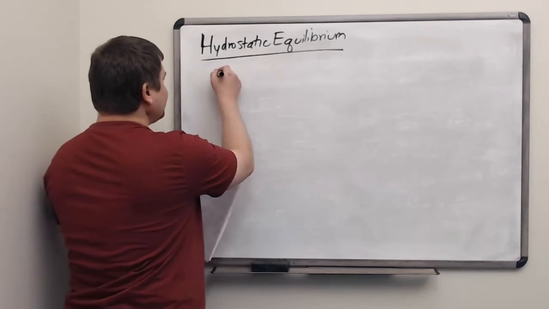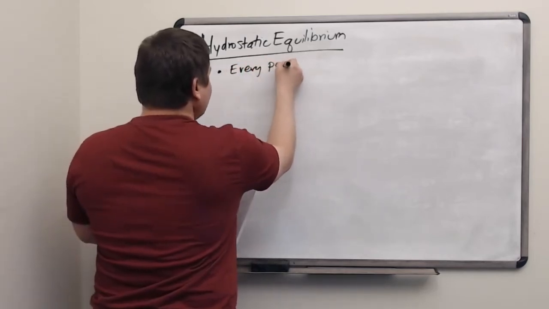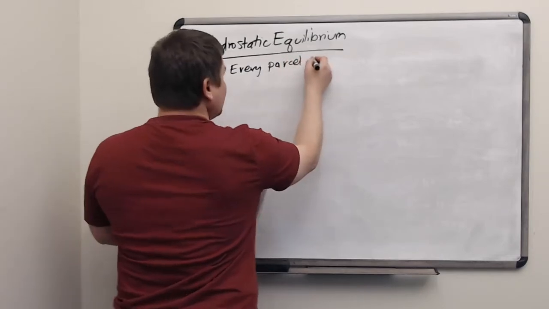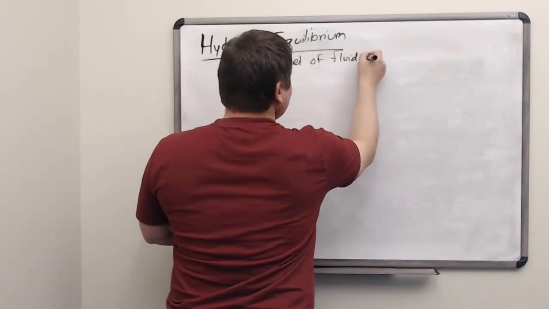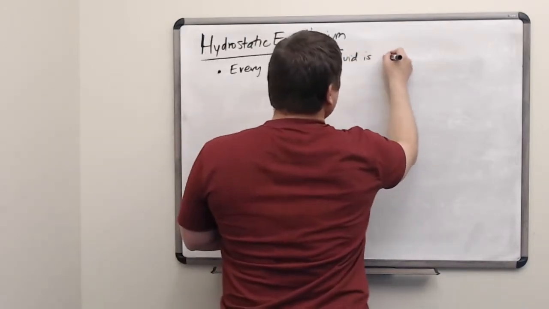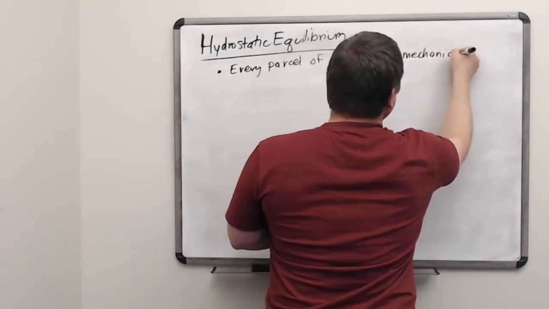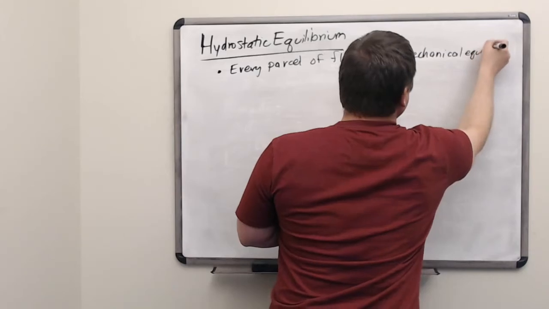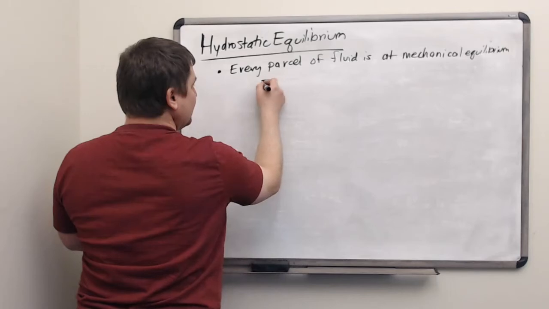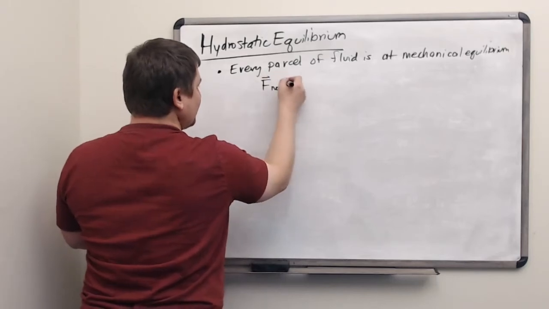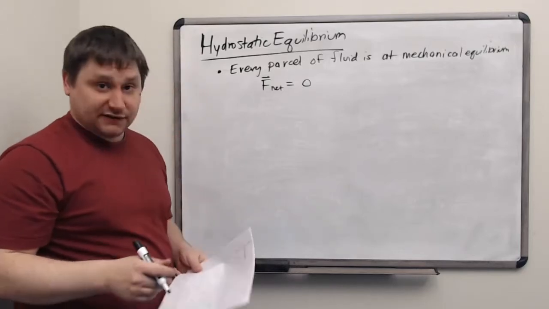So let's write that out. I call these parcels. So every parcel of fluid is at mechanical equilibrium. So that means that the net force on that bit of fluid is equal to zero.